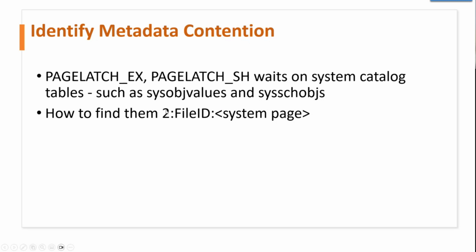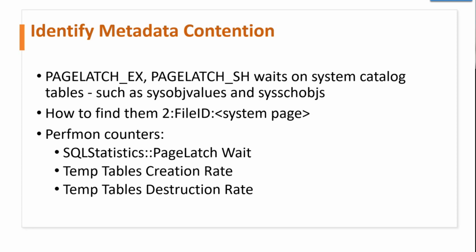So again here, 2 is the database ID. This is the file ID, the TempDB data files, and the system pages will be any of the system objects. So once you see page latches on these system pages, then you know it's metadata contention. So why is this called metadata contention? Because you're seeing contention on the system object pages. System objects are nothing but metadata, right? So that's why it's called metadata contention. And if you use performance counters, again, feel free to use those counters to find out the contention from the rates here.